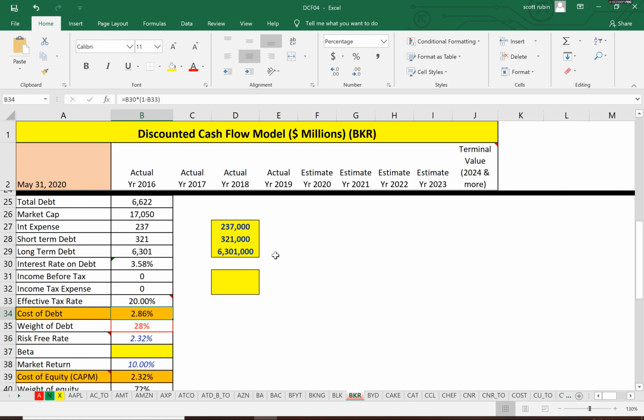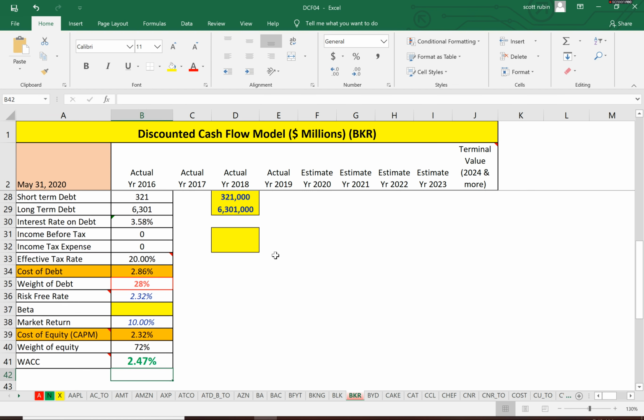So the cost of debt is actually 2.86%. It's similar to a mortgage. If you pay 6% interest on your mortgage, you get a tax write-off of the interest. So you're probably paying closer to like 4% on a mortgage, similar to companies do on debt.